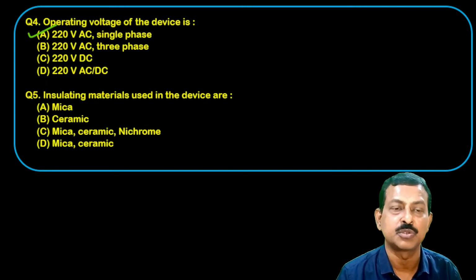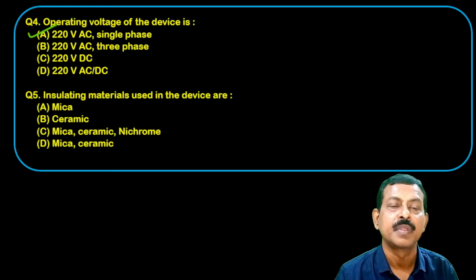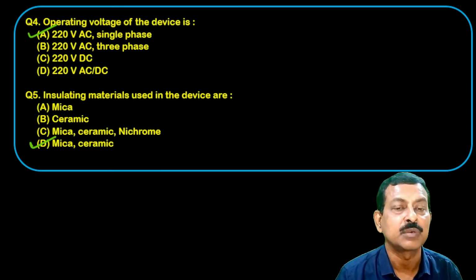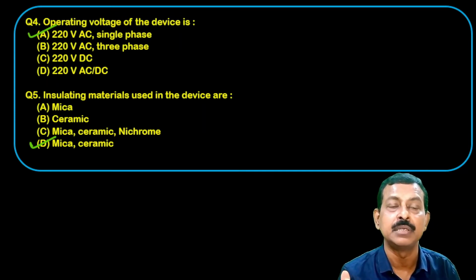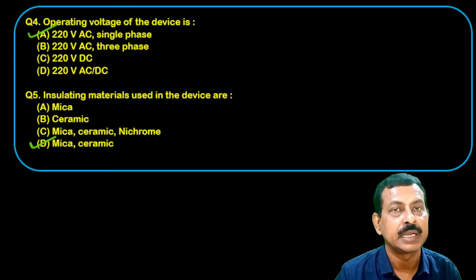Let's now take the next one. The insulating materials used in the device are: mica, ceramic, nichrome, mica and ceramic. Remember, insulating material is asked, and the insulating materials mentioned in the passage are mica and ceramic. So in that case, the fourth one is the correct one. Nichrome is also there, but it is being used as the heating element, so it is not the insulating one. So obviously the fourth one will be the correct option.